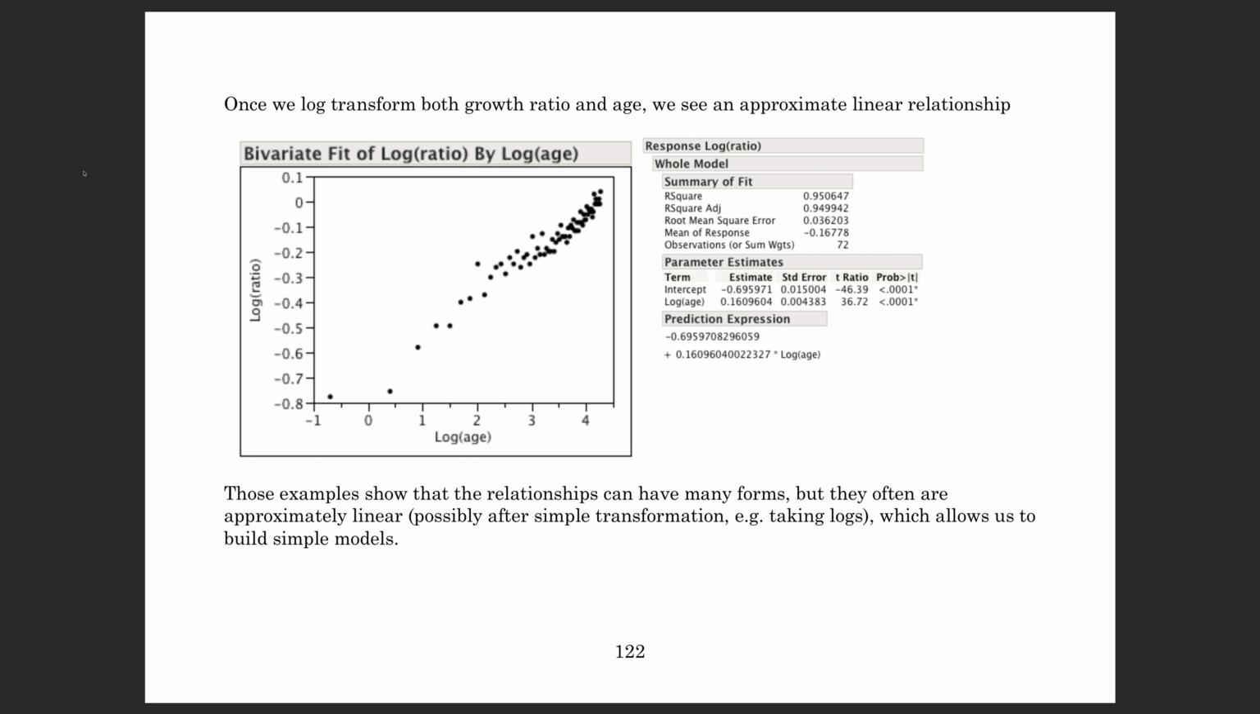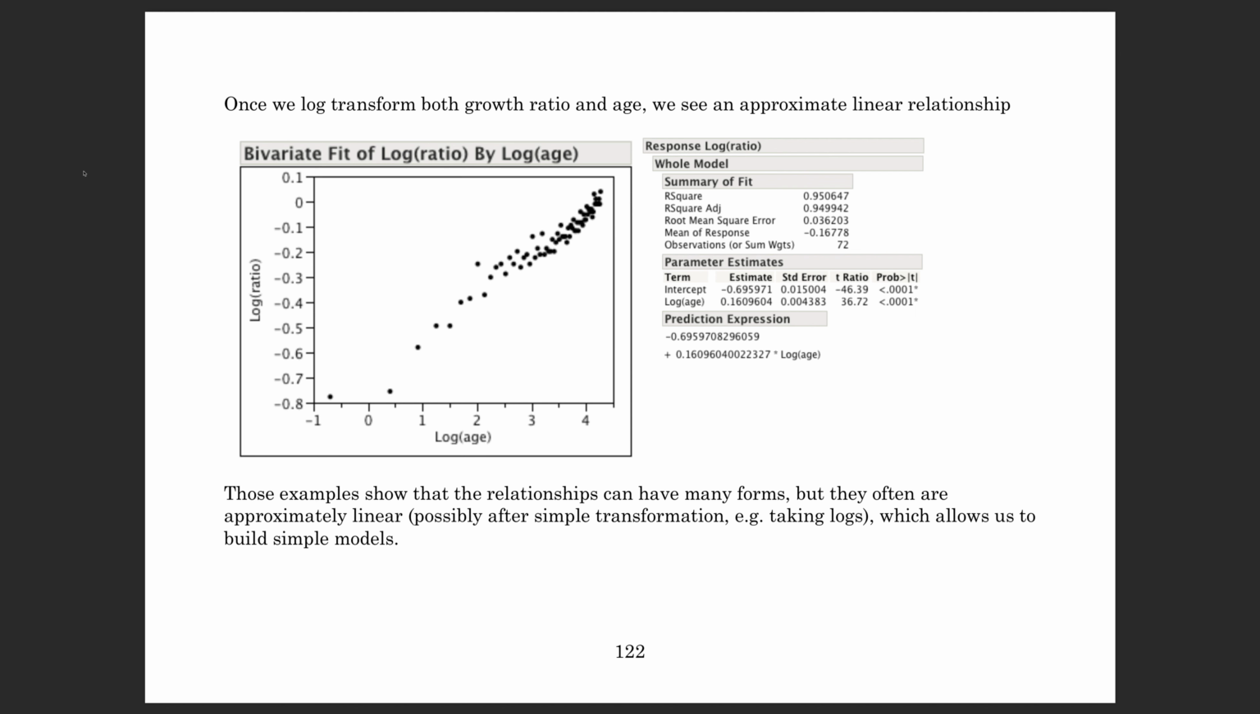So what this is telling us is that we often do have at least approximately linear relationships, but it may well be that that's only the case after some form of transformation. And later on, we're going to look at transformations more carefully in order to try and understand this.